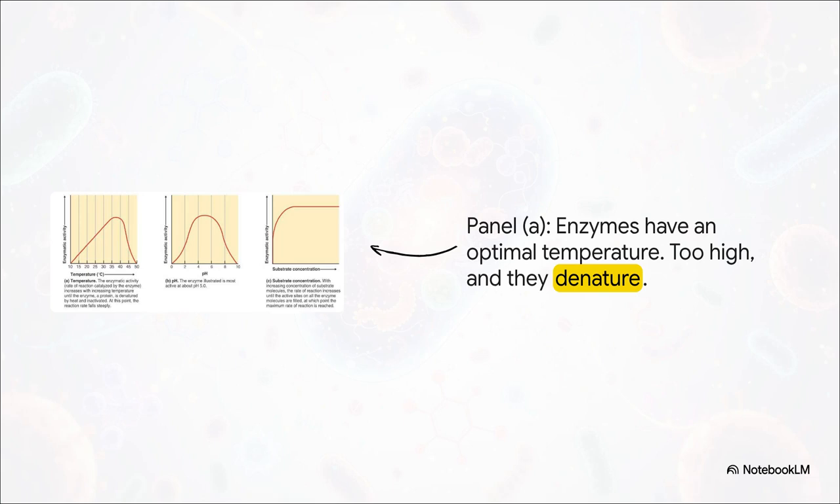For one thing, enzymes are, well, a little sensitive. Take temperature, for example, which we see here in panel A. Every enzyme has a sweet spot, an optimal temperature where it works at peak performance. But if you get too hot, the enzyme starts to lose its specific shape, it denatures, and it just stops working. This is exactly why a high fever is so dangerous for us. It's literally deactivating our body's essential workforce.